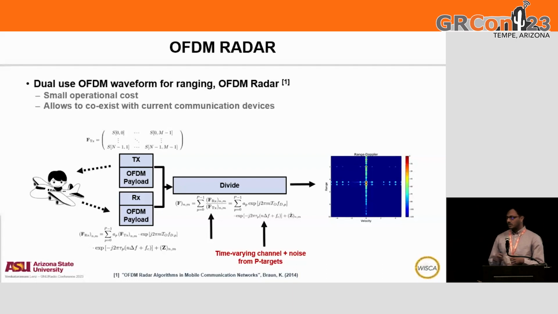It's important to note that in this formulation, the delay is constant, so it doesn't move, but for our problem, the delay is slightly time varying, so we'll talk about that more later. In terms of the selling points of the OFDM radar, it has low operational costs because you can integrate it with existing systems.